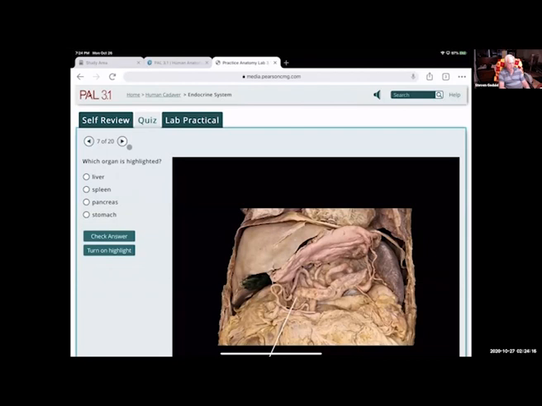And this organ here is the pancreas. The pancreas is one of the only organs that's exocrine and endocrine. It secretes into the small intestine through the duodenum, and also into your bloodstream.